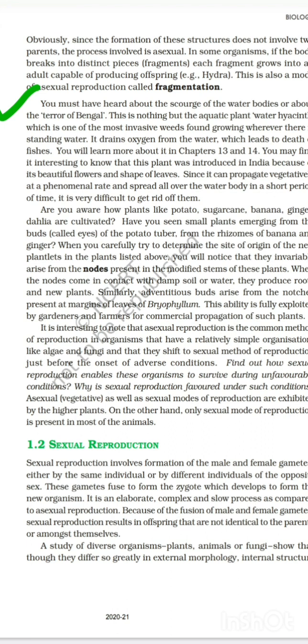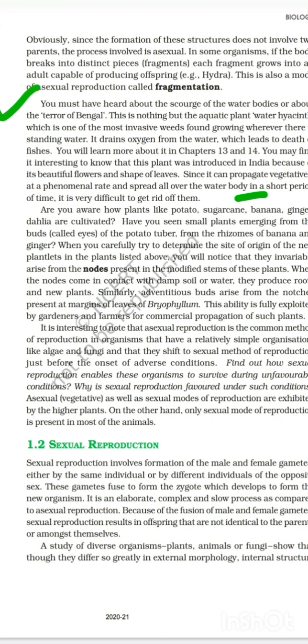You may find that it was introduced to India because of its beautiful flowers and the shape of its leaves. Since it can propagate vegetatively at a phenomenal rate and spread all over the water body in a short period of time, it is very difficult to get rid of. So they can vegetatively reproduce and grow vigorously in any water body.